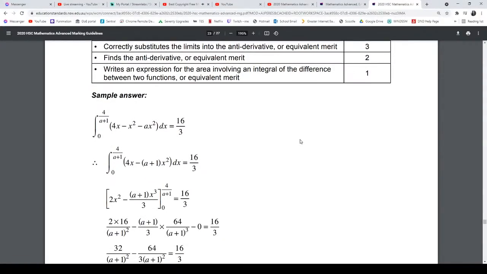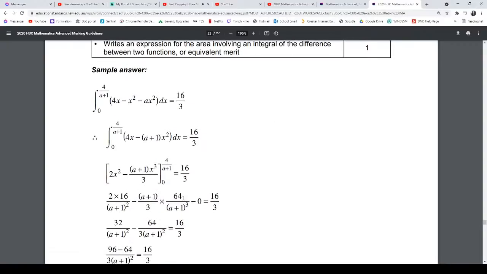So you start off with this function and you make it equal to 16 on 3, which is not an issue. So that's what we did. We integrated it and got... oh no, so they actually factorized it first and then integrated it to get the same thing. Okay, well that doesn't make much of a difference because that's what I would have gotten anyway.